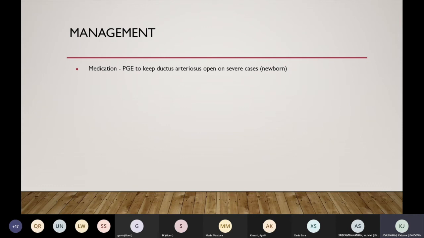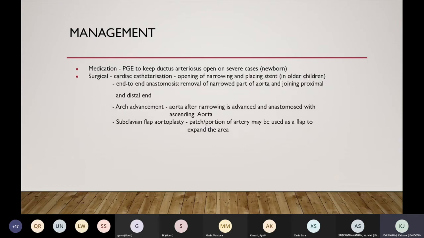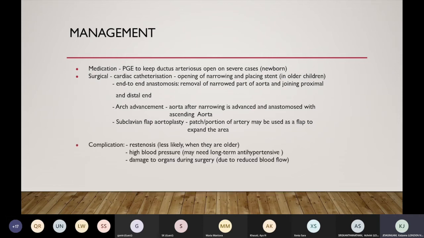So how do you manage them? You might give them prostaglandin, which keeps the ductus arteriosus open in severe cases, especially if it has been picked up antenatally. Surgically, you can do cardiac catheterization to open the narrowing and place a stent, as you do in adults who have myocardial infarction, where you open the atherosclerotic plaque.